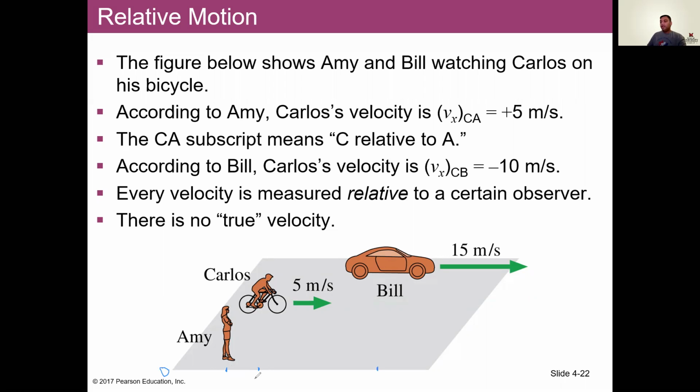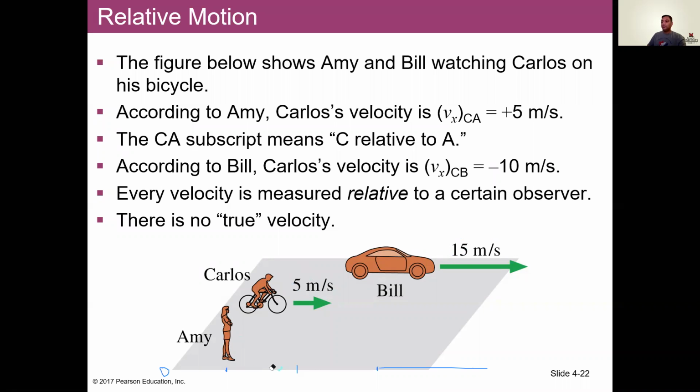Carlos will be here initially, but then at some point Carlos will probably be here, and then you can take this length and divide by the time interval, and you'll probably get this number. Same with Bill, right? Maybe initially he's here, and then finally he's probably somewhere here, and then you take that length, divide by time, you get Bill's average velocity. But we're not talking about these absolute velocities.